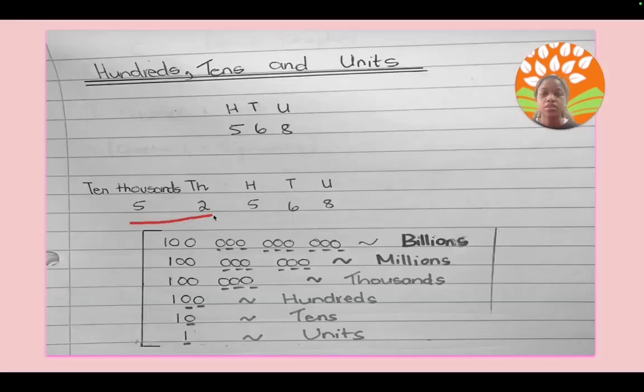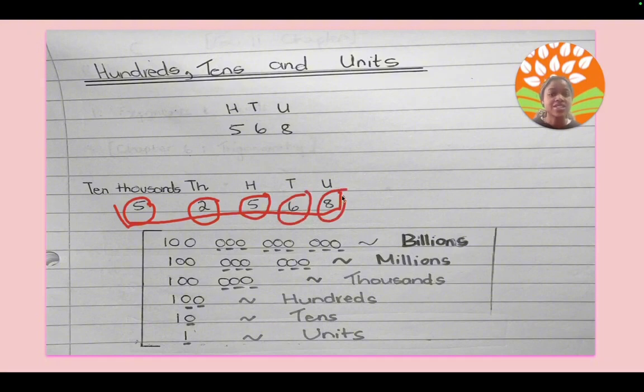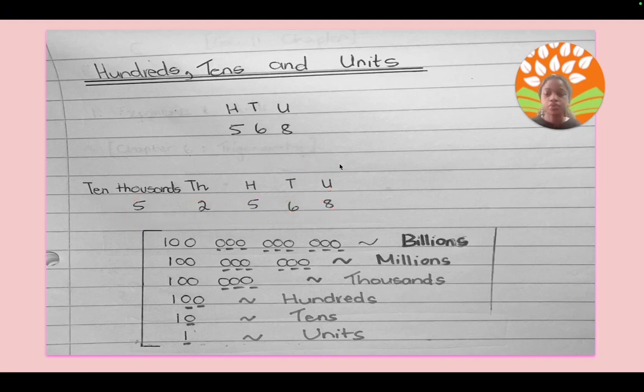You've got 5 digits over here. So what could 5 digits be? It's 10,000. It goes up to 10,000. So this 5 represents 50,000. This 2 represents 2,000. This 5 represents 500, 60, and 8. So we have 10,000, thousands, hundreds, tens, and units. It's really that simple. Now let's move forward.